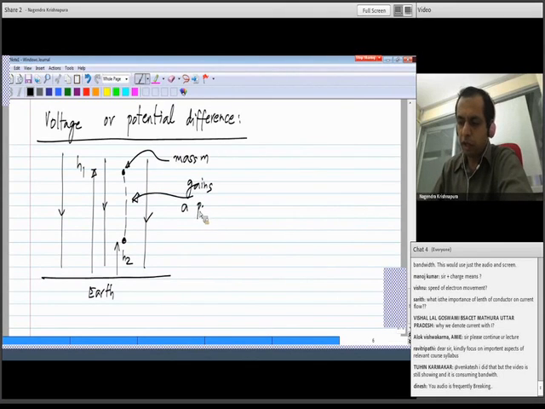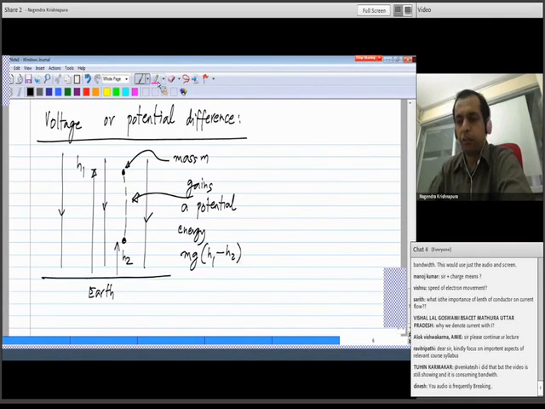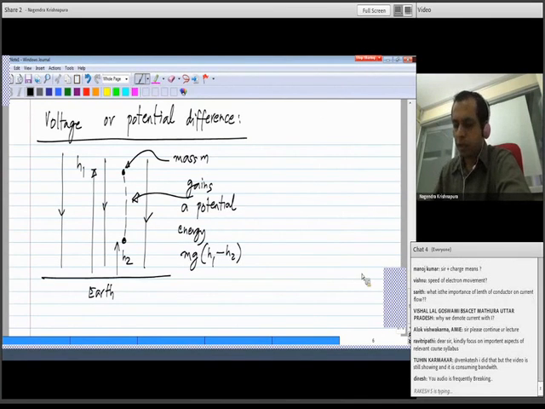When it falls from h1 to h2, it gains a potential energy which is mg times (h1 minus h2). Okay. So it falls from a higher potential to a lower potential, and while doing so it gains potential energy.